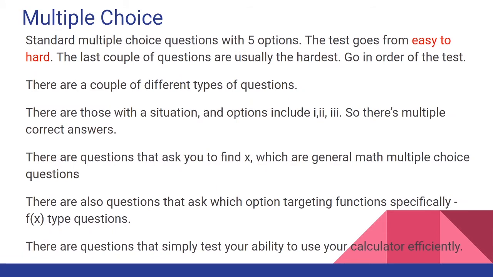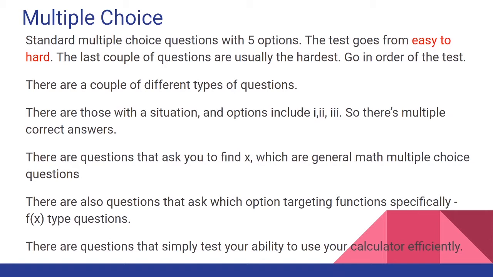So I'm going to talk about multiple choice. Standard multiple choice questions with 5 options. We got that, right? The test goes from easy to hard. Every SAT subject test goes from easy to hard. The last couple of questions are usually the hardest, and they usually take the longest too. The first few questions are the easiest, and they also take the least time.